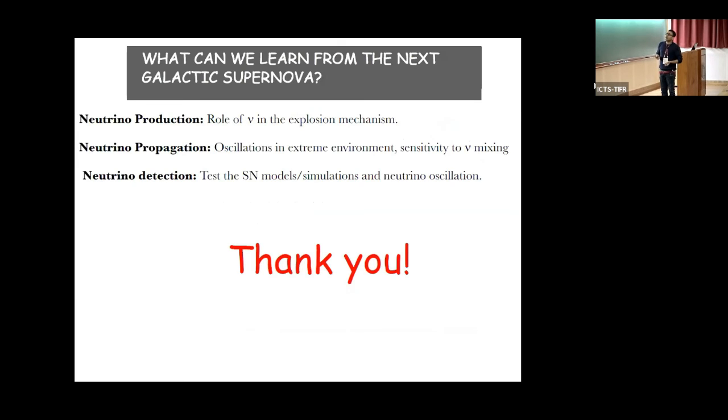And with this, let me conclude. What I tried to mention is that neutrinos can have roles in the explosion mechanism, and neutrino propagation in such an extreme environment in supernovae is really very interesting and very different from other oscillation scenarios. And with neutrino detection in present and upcoming detectors, we should be able to test supernova models or simulations, and also learn about neutrino oscillations.